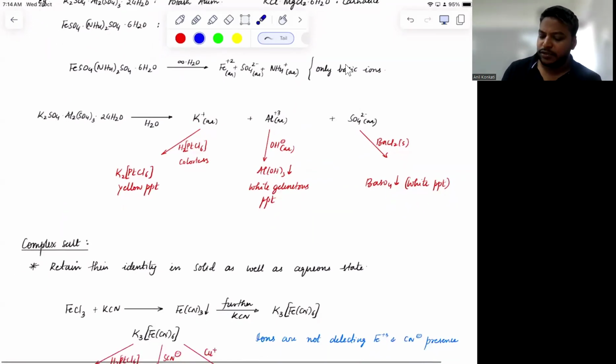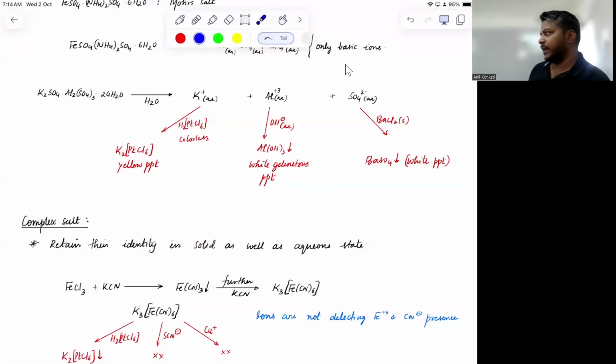Okay. So if you are able to identify the ions based on what is present in the double salts, then that means you are able to check the basic constituents of those elements. It suggests that it must be a double salt.